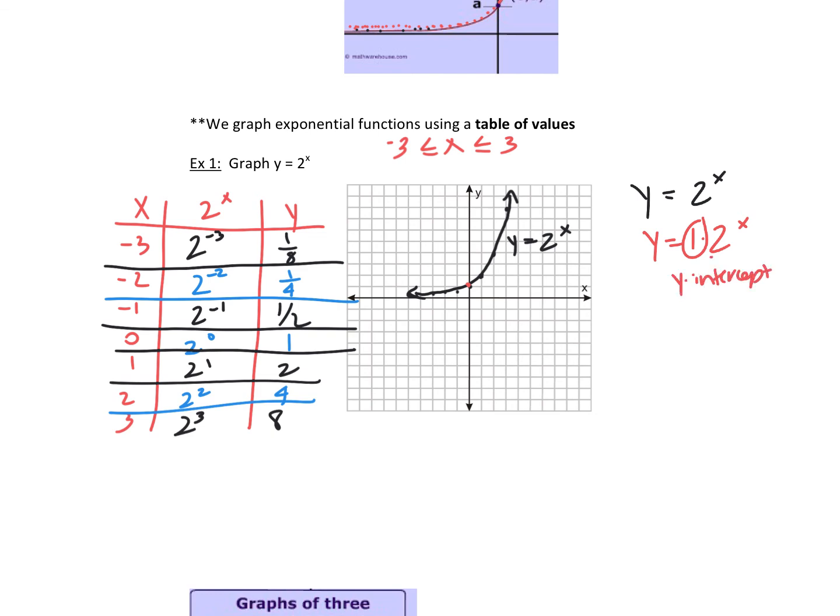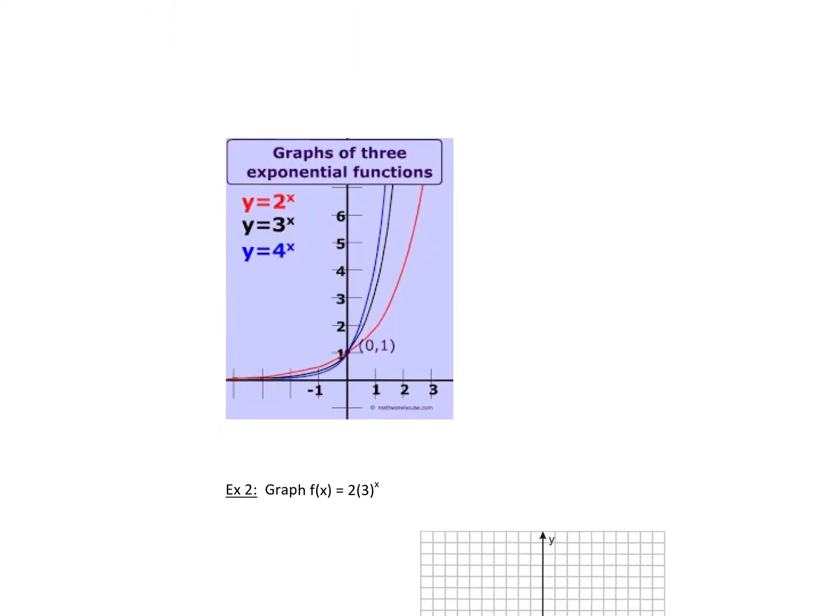And the 2 is telling you that all the y values are doubling each time. So if you look at the y values on the table, 1/8 doubled is 1/4, 1/4 doubled is a half, doubled is 1, 1 doubled is 2. So every time the y value is double, with every increase of 1 on the x, the y value is doubling.